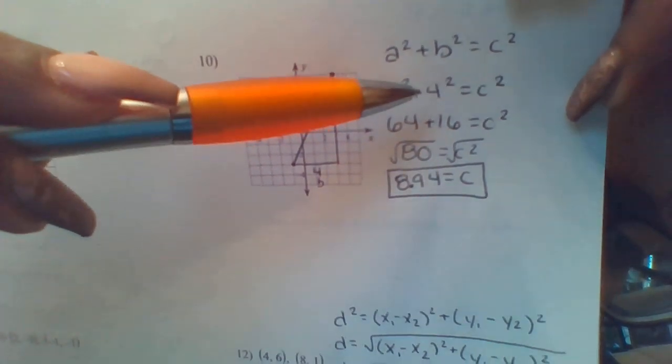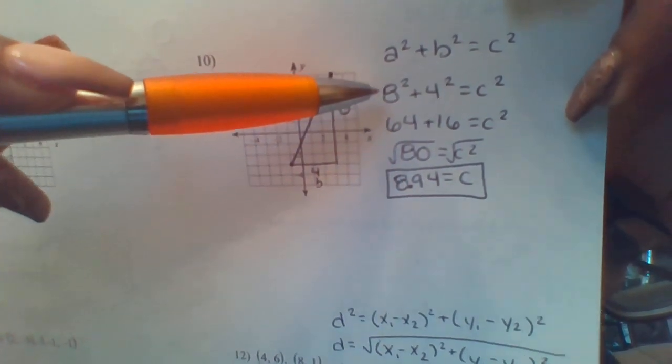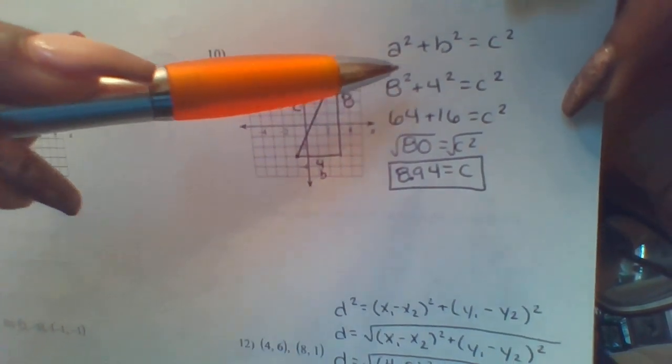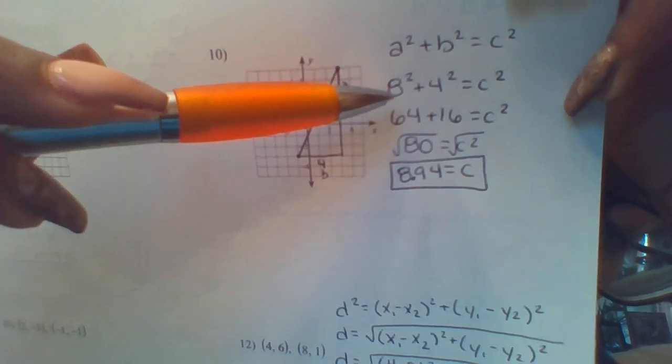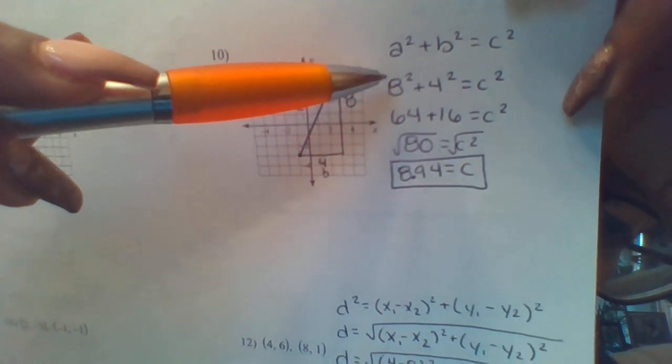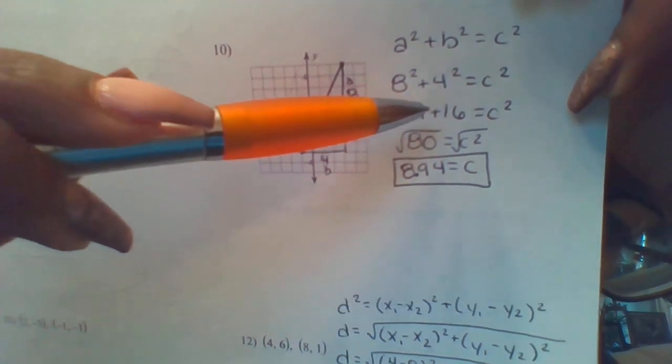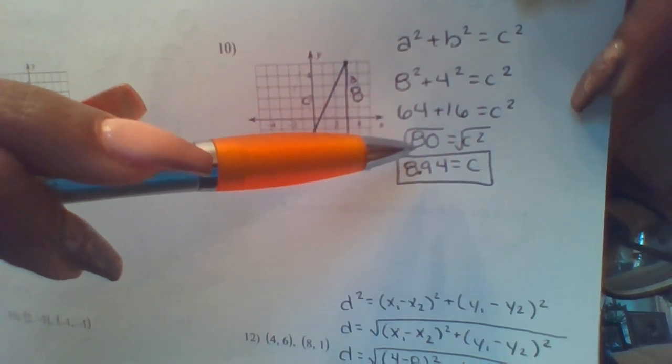8 squared plus 4 squared. Square those numbers. Don't add them before you square them. Make sure they are squared first. Remember, order of operations, do exponents before addition. So 8 squared gets us 64, 4 squared gets us 16. Now we're going to add 64 and 16 to get 80.